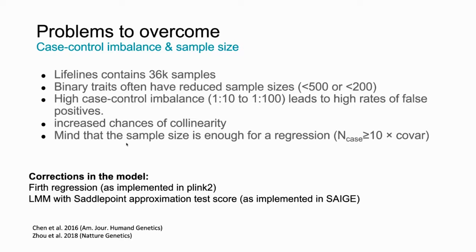What you can do is keep in mind that the sample size should be enough according to the number of covariates. So, for example, if you have 50 individuals, do not have more than 5 covariates, something like that. But even then, you're going to have a big case control imbalance, and that's going to give you some false positives.